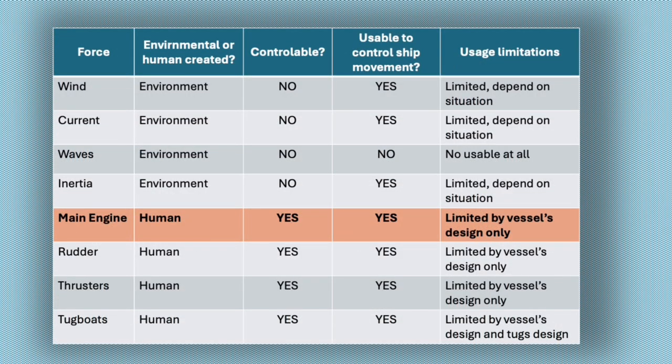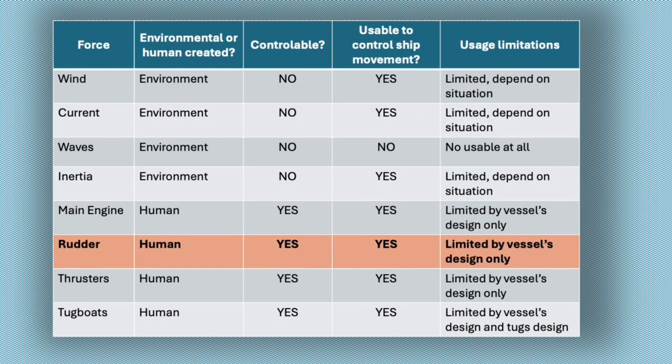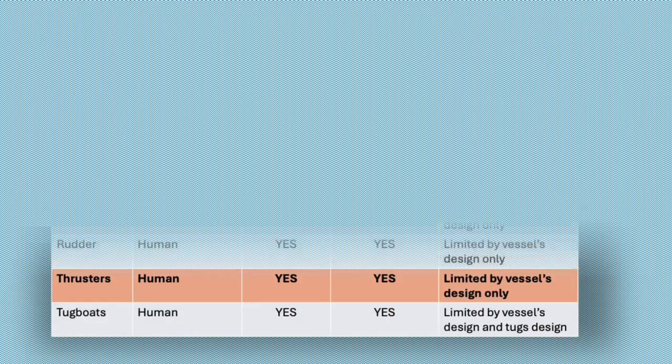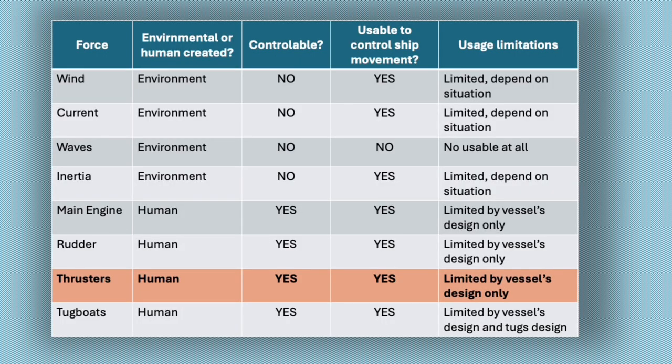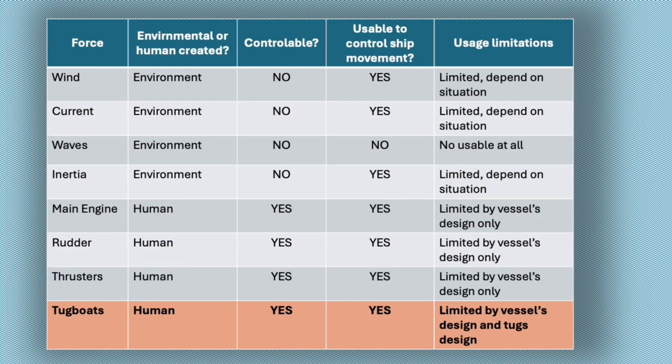Ship's engine. Most powerful resource. Most of the force created by the main engine is applied in the forward, aft direction. Rudder. Creates transverse force and moves the ship's stern to port side or starboard side. The rudder allows you to maintain or change the vessel's heading. Bow or stern thrusters. They create transverse force at the bow or aft of the ship. Use of thrusters is limited. Tugboat. Most versatile and powerful tool of ship handling.